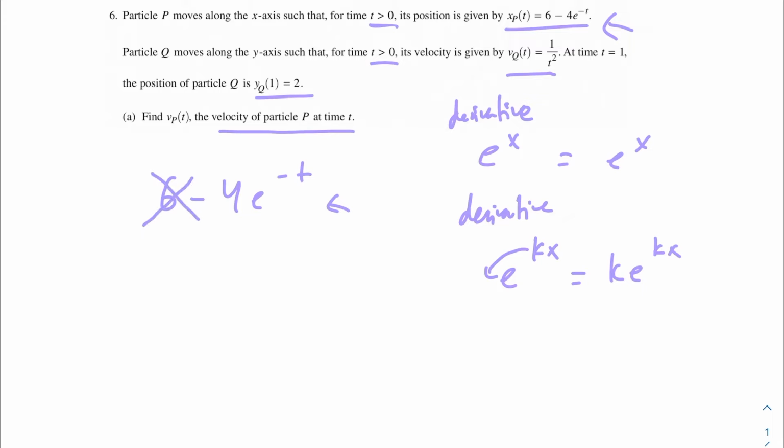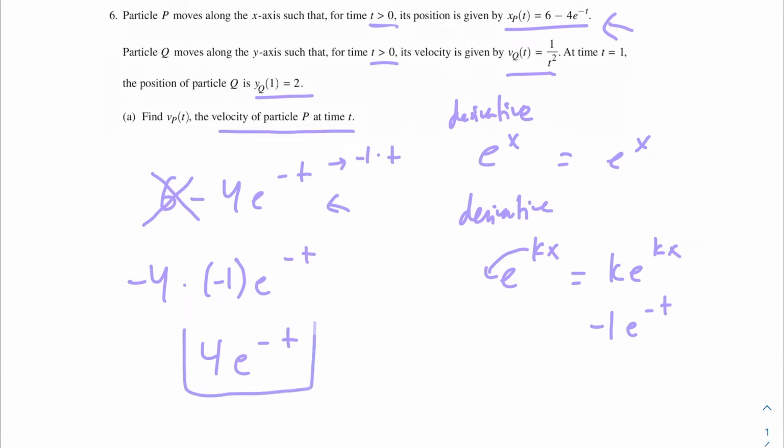So that's exactly what we're going to be doing when we take the derivative of this position. The 6 goes away because it's a constant, so we don't really need to care about it. So we have minus 4 times, and you can think of this minus t as minus 1 times t. So that's going to be our k here, so we move the minus 1 down, and we're multiplying by minus 1 times e^(-t). Then these two negatives make a positive. So our velocity function is 4e^(-t).